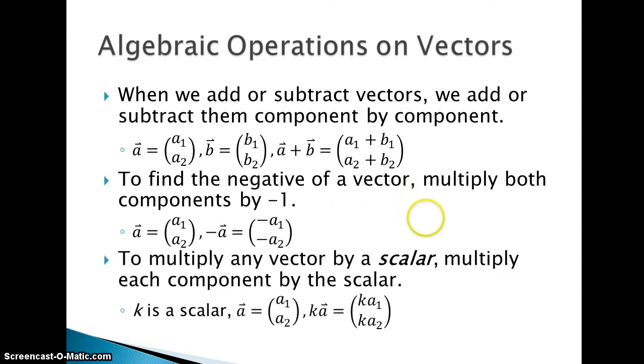So remember that scalars are numbers. We have not talked about how to quote-unquote multiply vectors by vectors yet. We're going to talk about that a little bit later, and it's a little complicated because when you multiply a vector by a vector, you don't get a vector. And that's why we don't call it multiplying. But anyway, to multiply any vector by a scalar, you multiply every component by the scalar. So if k is a scalar, just some number, then when I multiply a by the scalar, I just multiply each component by that same number.